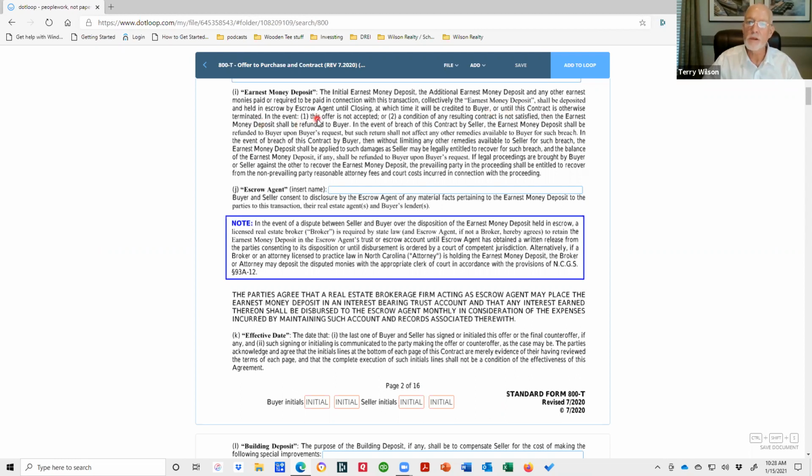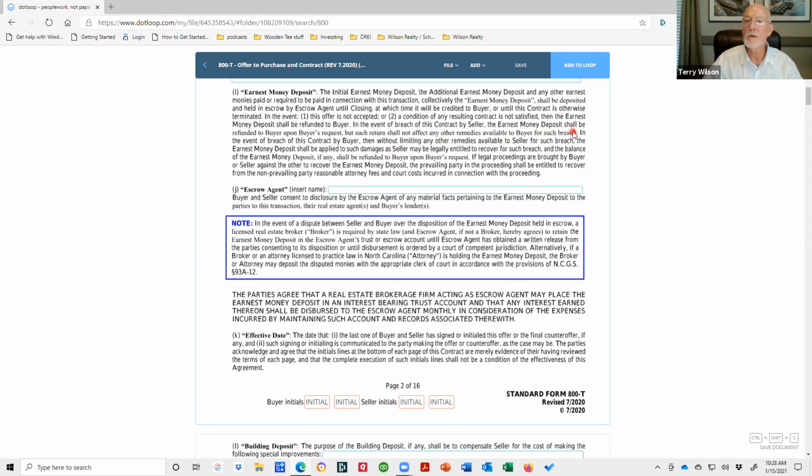or until this contract is otherwise terminated. In the event that, one, this offer is not accepted, or a condition of any resulting contract is not satisfied, then the earnest money shall be refunded to the buyer. In the event of a breach of this contract by the seller, the earnest money deposit shall be refunded to the buyer upon the buyer's request, but such return shall not affect any other remedies available to the buyer for such a breach.